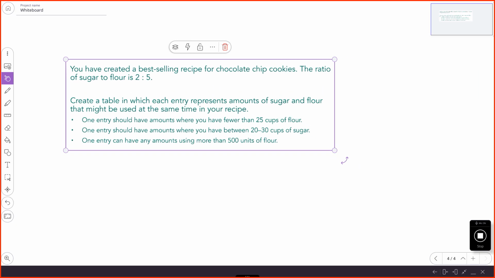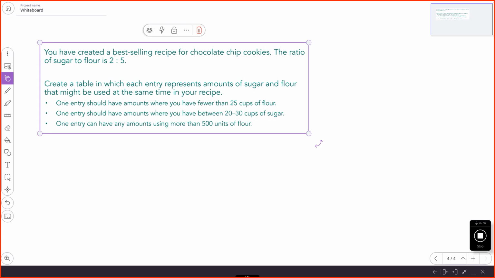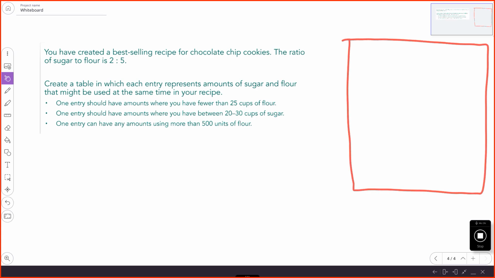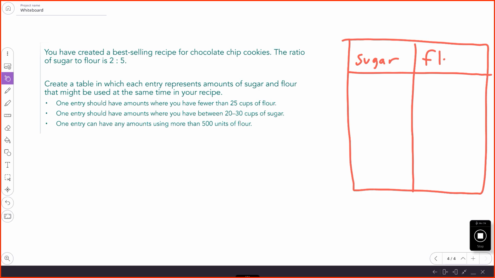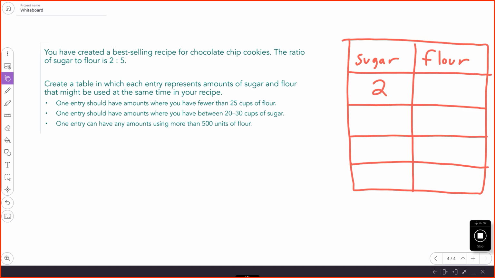You've created a best-selling recipe for chocolate chip cookies. And the recipe calls for a 2:5 ratio of sugar to flour. So sugar and flour. And you're going to have to do this one on your own, but there are some rules you need to follow here. Okay? They went ahead and gave you the ratio. They have to give you at least 2 numbers, one on each side. They have to do that. So this is 2 and this is 5.